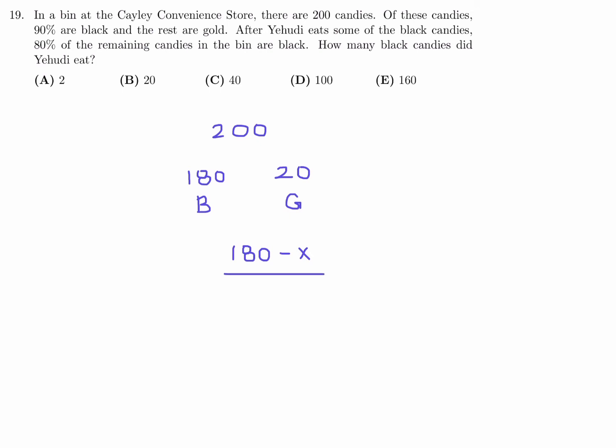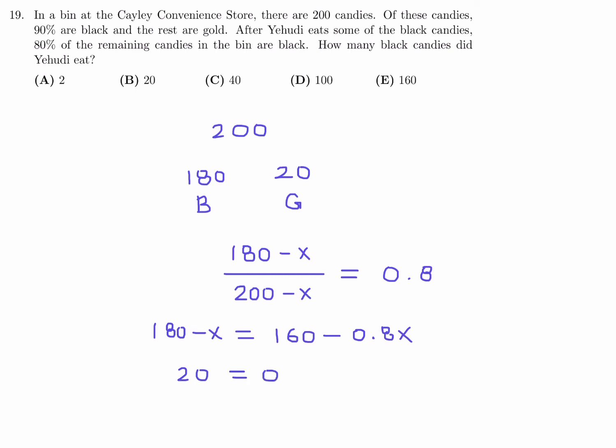And they're saying that represents 80% of the remaining candies. So the remaining candies would be 200 minus X. And that is 80%, which is 0.8. All right? So that's the mathematical equation for this question. Now let's solve this. 180 minus X, cross multiply: 200 times 0.8 is 160 minus 0.8X. And this will be 20 is equal to 0.2X. And therefore X is equal to 100. So that means Yehudi ate 100 candies. And therefore number 19, the answer is D.